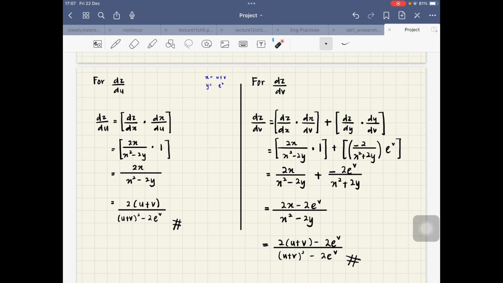Once we have the final answer for the differentiation, we can put the original form of x and y, which gives 2 multiplied by (u plus v) minus 2 exponent of v over (u plus v) squared minus 2 exponent of v. And that would be the answer for both dz/du and dz/dv.